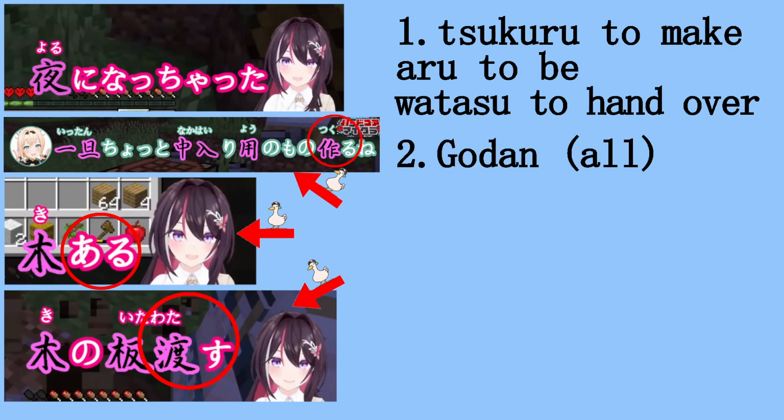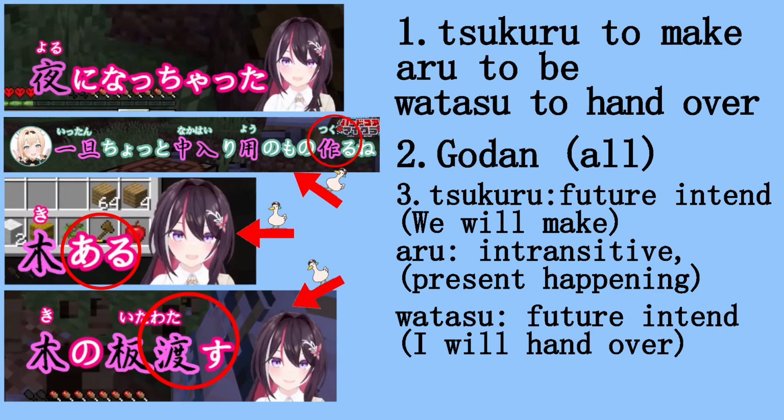Watasu does not end with ru, and aru and tsukuru have a different vowel than i or e before the ru. First off, Iroha says that as soon as they are inside, they can make useful items, which is future intent. Then Atsuki says that she has wood. Aru, to be, is an intransitive verb. Please check the lesson video. I won't go into this at this point. After that, Atsuki says that she can hand over the wood she gathered. Once again, intent to do something.